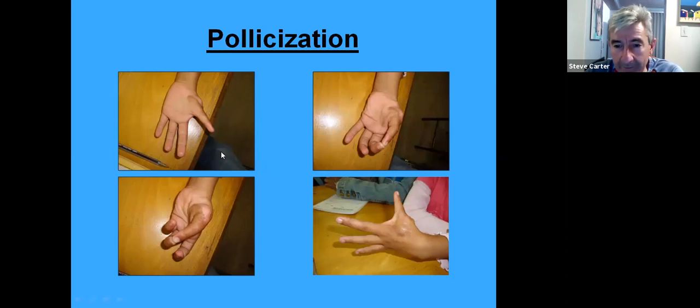This child was born without a thumb. He now has an index finger which is a thumb, and he's able to oppose and pinch right the way across to the ulnar side of the hand.